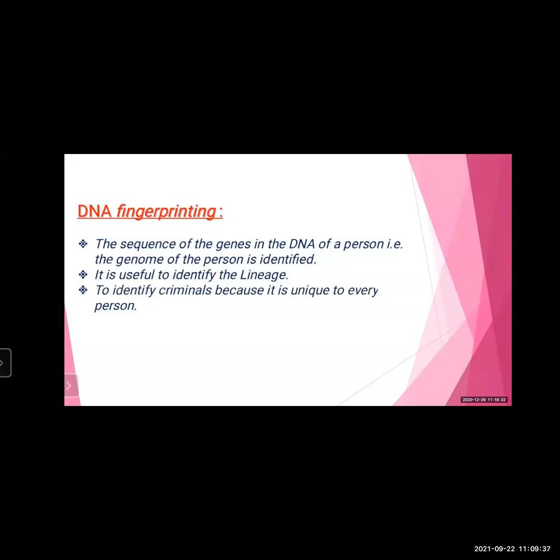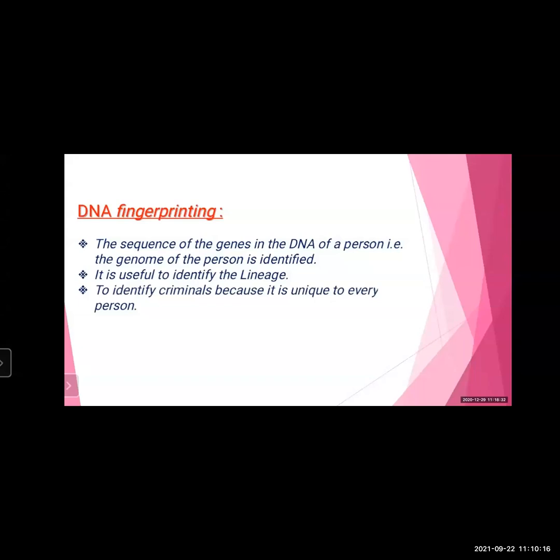So the DNA of each and every individual, of each and every animal, each and every human being, is different, right? So the sequencing of the gene in the DNA of a person, that is the genome, is identified, and what it is used for nowadays is called DNA fingerprinting. So it is useful to identify the lineage. Lineage means who was your father, your grandfather, your great-grandfather. So you can identify the lineage.